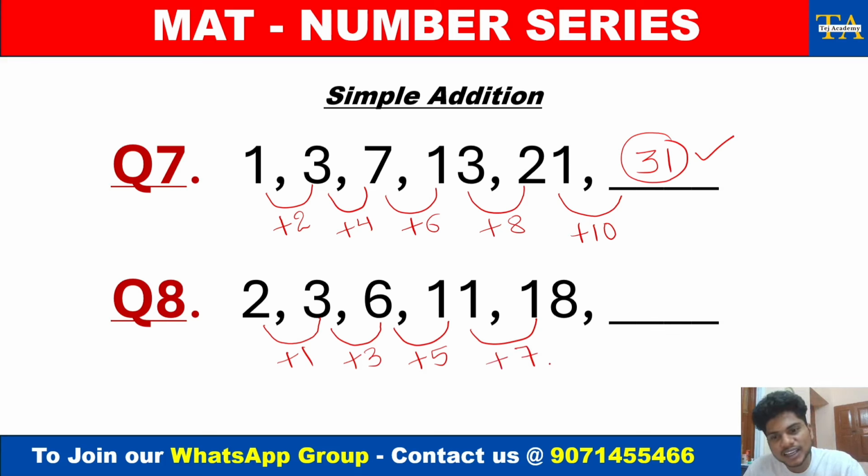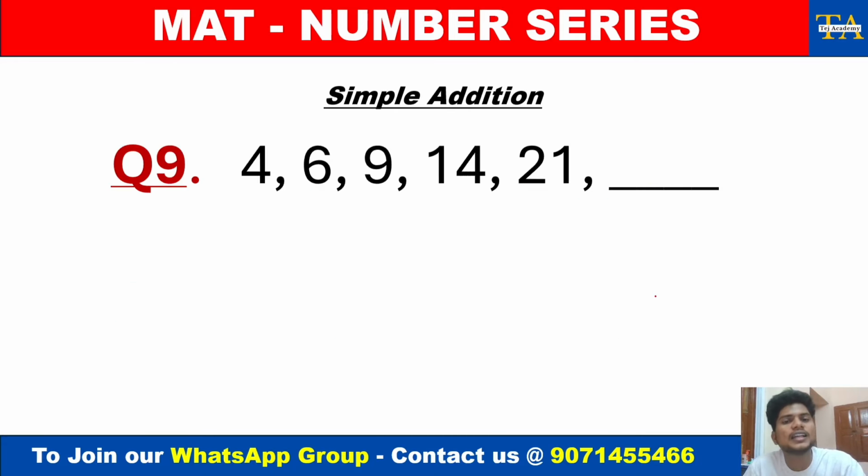So the next odd number after 7 is plus 9. So 18 plus 9 is equal to 27. So 27 is the next number which occurs in this number series. So this is our correct answer. So now let us see the next question.